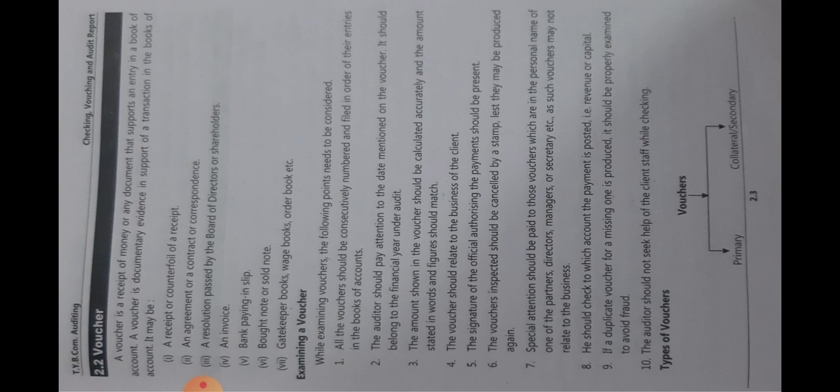As we all know, the profit and loss account of the company shows expenses and losses or incomes or gains for that particular period, that is from 1st of April of X year to 31st of March of the same year. So whatever voucher is prepared, the date of the voucher should be of that particular period and not for any previous period or any future period. The amount shown in the voucher should be calculated accurately and the amount stated in words and figures should match.